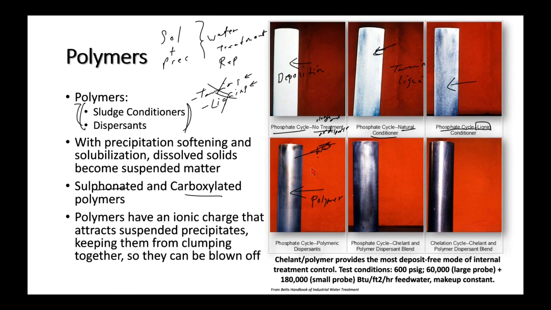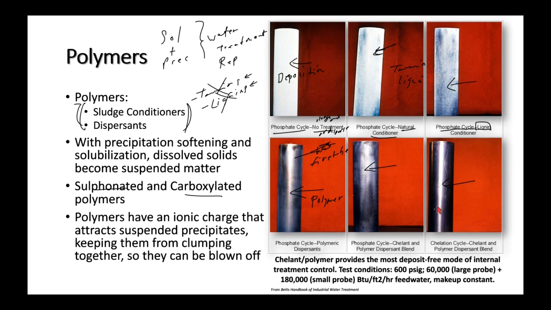No, pardon me, fire tubes. I'm sorry. But obviously that's the external circuit. You're looking at the water side of the tube. And so then here is one that has both phosphate and chelant together with a polymer dispersant. This one here is only a chelant plus a dispersant.